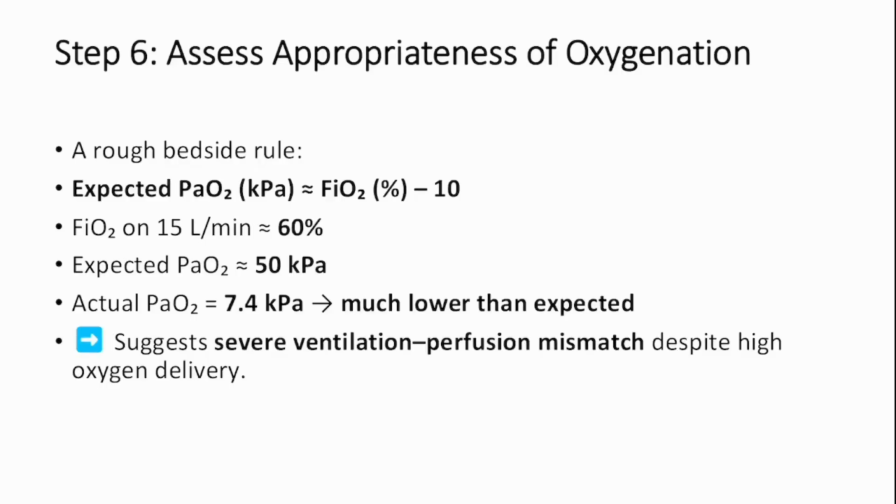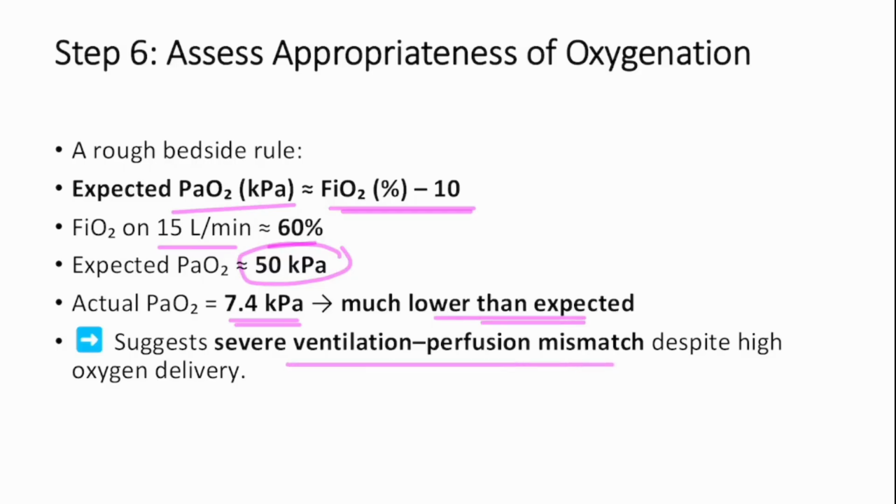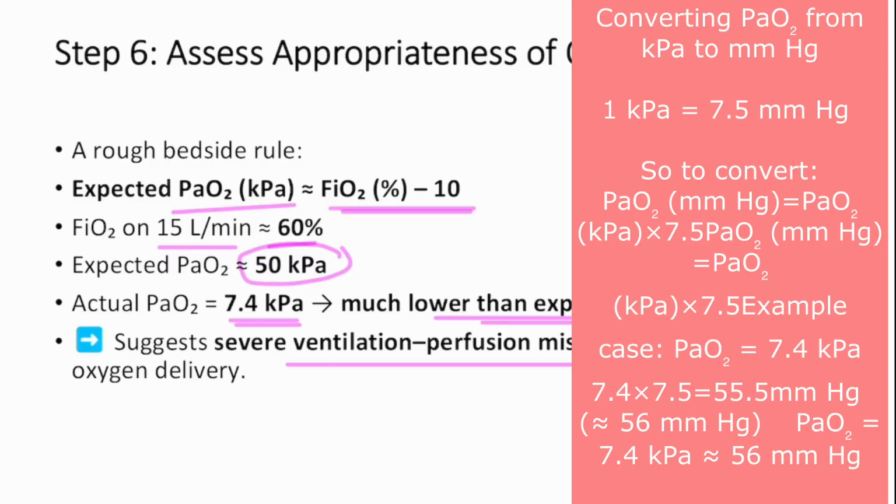Now, assess the oxygenation once more. The rough guide for expected PaO₂ in kPa will be FiO₂ minus 10. So, FiO₂ on 15 liters per minute is equal to 60%. The expected PaO₂ will be 50. So, actual PaO₂ here is 7.4 kPa, much lower than expected. So, it suggests a severe ventilation perfusion mismatch. That is, ventilation is there, but there is impaired perfusion despite high oxygen delivery.